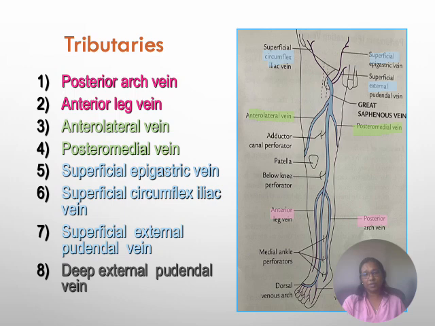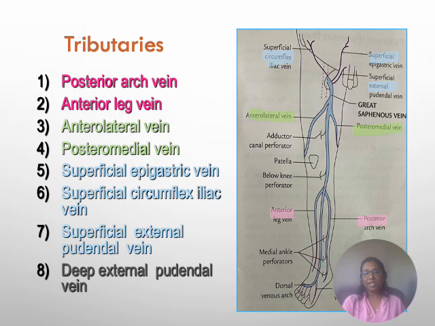The superficial epigastric vein, superficial circumflex iliac vein, and superficial external pudendal vein are three small tributaries which enter into the great saphenous vein just before it reaches the saphenous opening. The superficial epigastric vein and superficial circumflex iliac vein are meant for draining the lower part of the anterior abdominal wall, that is below the level of the umbilicus. The superficial external pudendal vein is meant for draining part of the scrotum, or labium in the case of females.